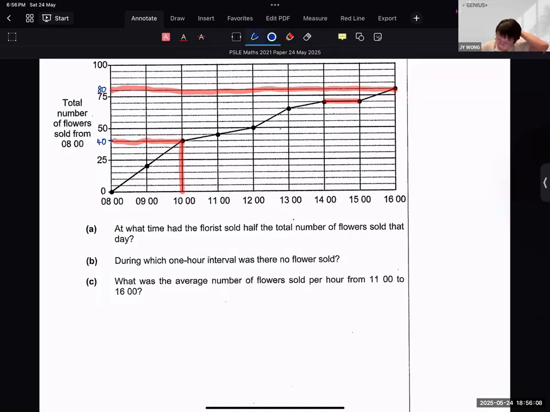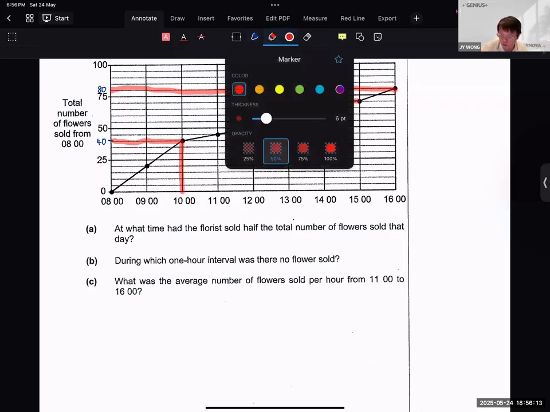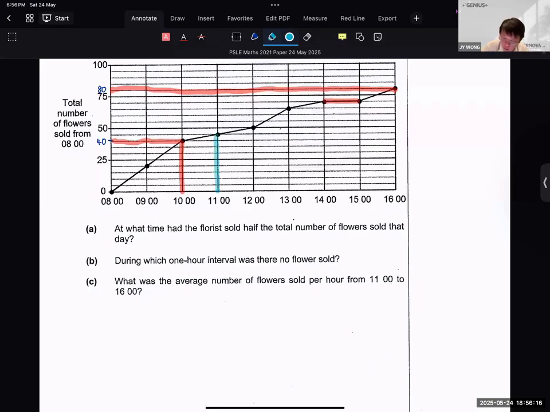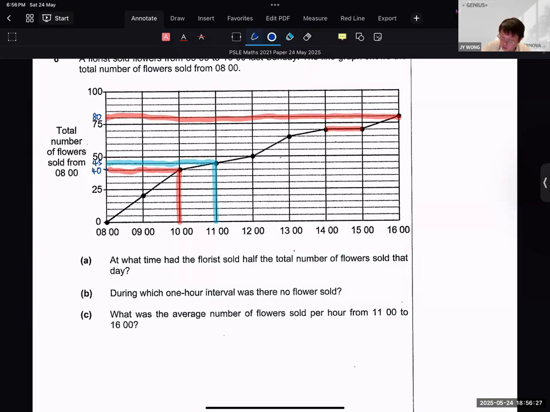C, what was the average number of flowers sold from 1,100 to 1,600? So first things first, you need to read from the graph. At 1,100, how many flowers were sold then? At 1,100 hours, 45 flowers have already been sold. At 1,400 hours, 80 flowers were sold in total. So the mistake that many of you made is you forgot to subtract. You needed to find the number of flowers sold from 1,100, which is here, right? That is what you needed to figure out.